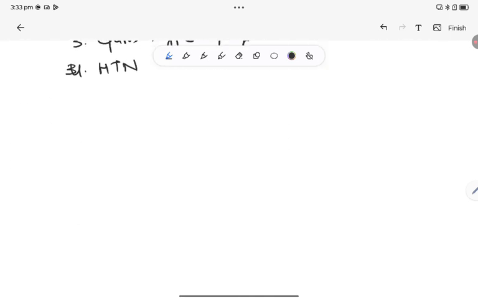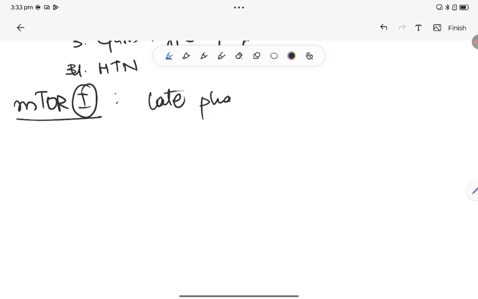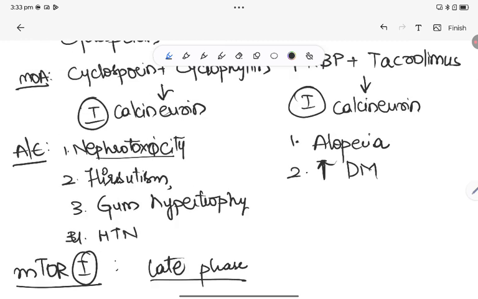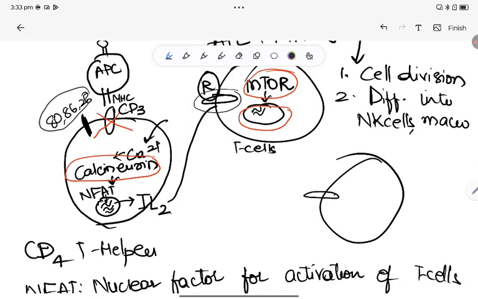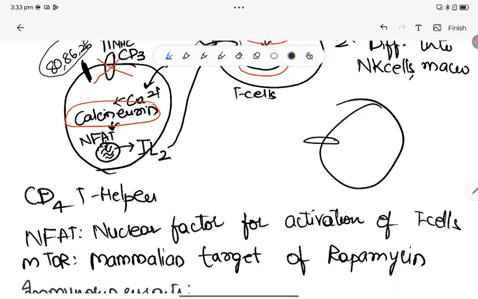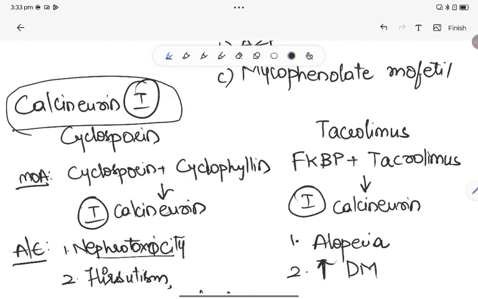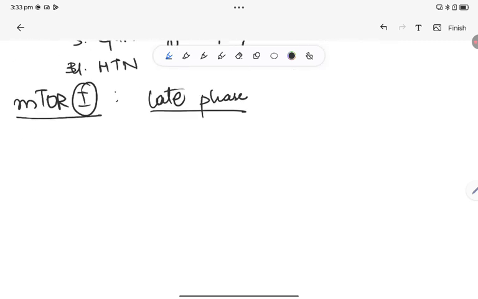Now let us talk about mTOR inhibitors. mTOR inhibitors primarily act in the late phase of immune response. That is, interleukin 2 is already produced, and only then does mTOR come into play. Clear? So this is considered the late phase.